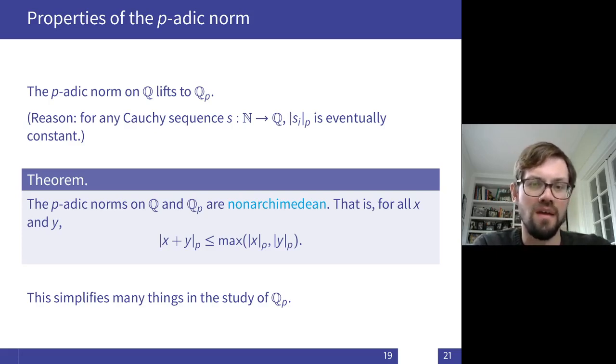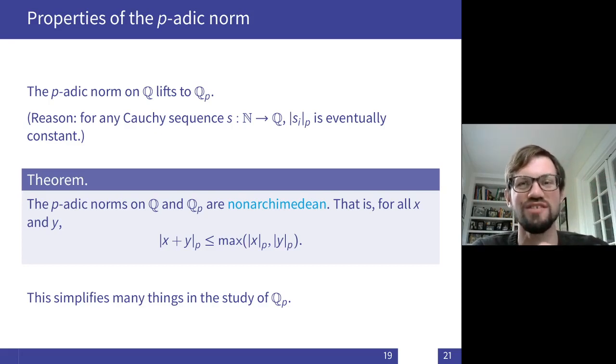And the fact that the p-adic numbers actually have this property, that the p-adic norm does, makes certain things about the study of the p-adic numbers very convenient. In particular, it makes doing things like calculus very well behaved. And this is why a lot of mathematicians use the p-adic numbers for various properties.